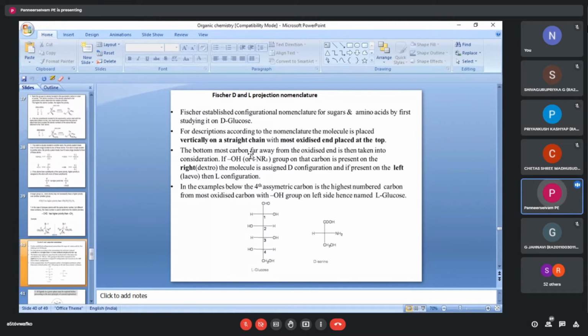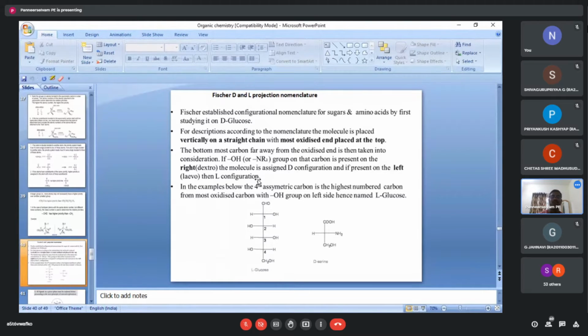The bottommost carbon far away from the oxidized end is taken into consideration. So what about the presence of the right, dextro? This molecule has a D configuration. If the hydroxyl is present on the left, it is an L, levo configuration.